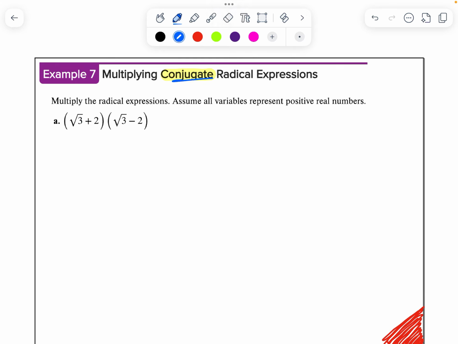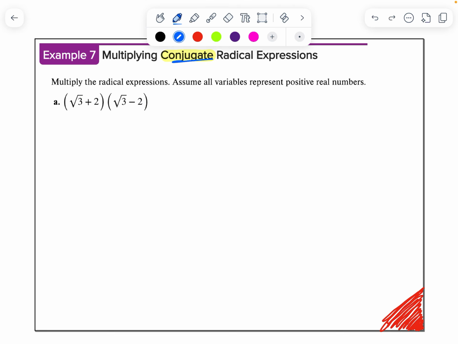It looks like a difference of squares. It looks like when you were factoring and you got a difference of squares. Same thing in both parentheses, just one has a plus and one has a minus. We're going to multiply these and see what happens, but something special is going to happen here. Square root 3 times square root 3 is square root 9. Square root 3 times negative square root 2 is negative 2 square root 3. Remember, outside times outside, inside times inside. Positive 2 square root 3, and 2 times 2 is negative 4. All right, the square root of 9 is 3.